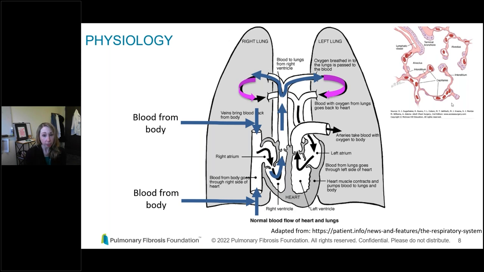And then the oxygenated blood goes back through the pulmonary veins into the left side of your heart and is pumped back out to your body. And then the oxygen-rich blood goes around, feeds your organs and tissues, and then comes back oxygen poor to start the cycle again.